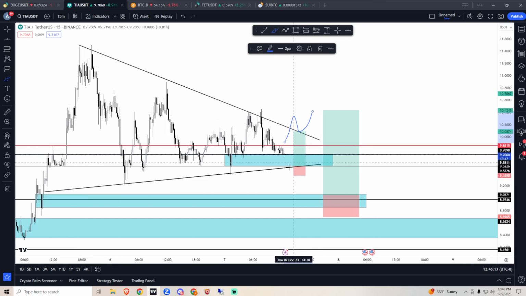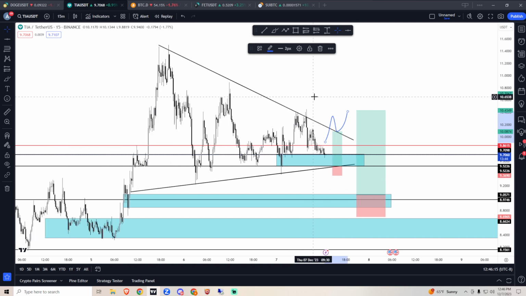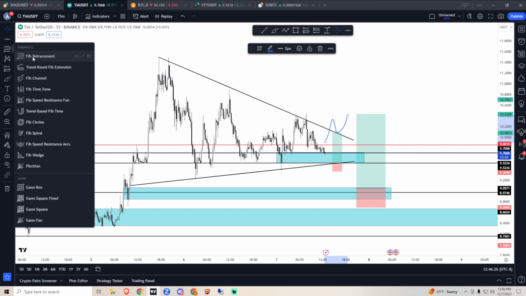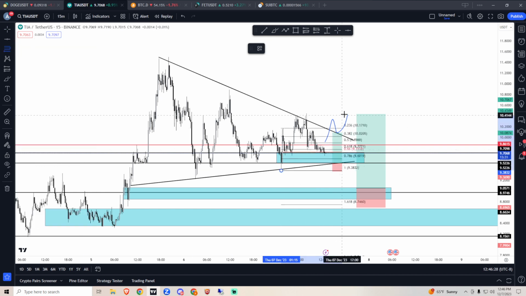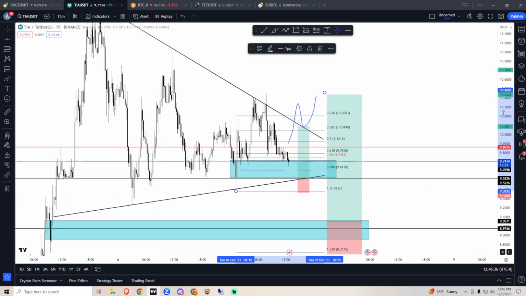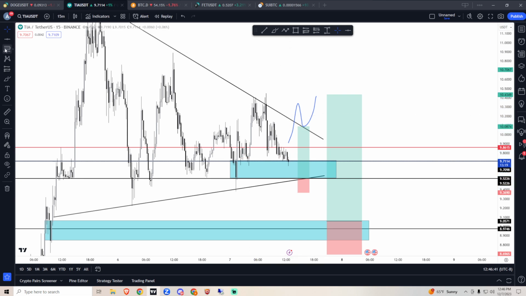Okay, so 3 possible plays for this. 15-minute order block must hold. Fourth touch, that's getting weaker. We have the support down here. Now if I were to draw fibs, let me try something. One sec. I want to see where this possibly rejects.